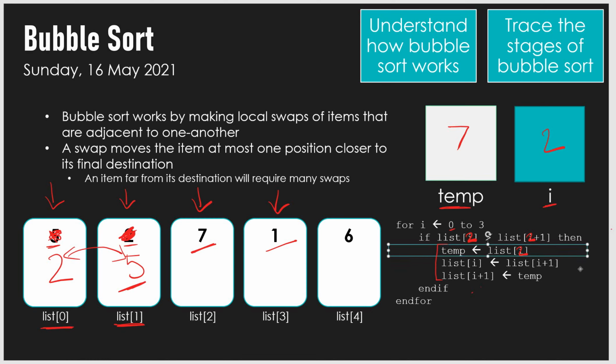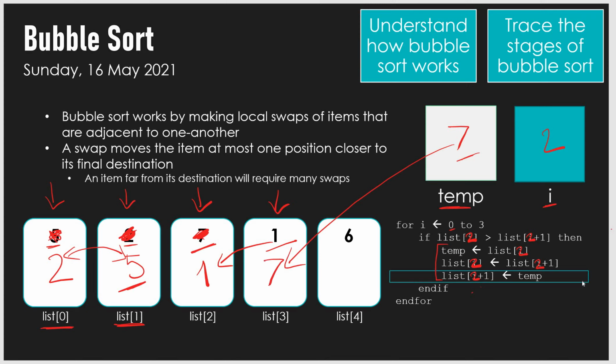Then we're going to execute this line right here. So list index 2 is assigned to list index 2 plus 1, or 3. So then we basically take the 1 and bring it over to this index right here. And then lastly, with our swap algorithm, whatever value is in temp, we're going to assign it to index 2 plus 1, or 3. So we take the 7 and bring it over to this index here, like so. And what it looks like is that index 2 and index 3 were swapped with one another.